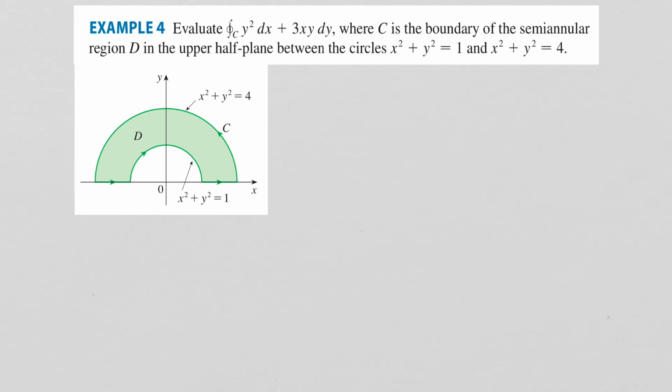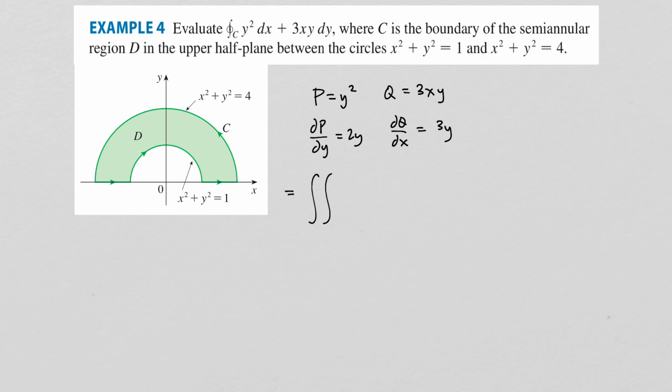So in this particular problem, we have P is equal to y squared. Q is 3xy. So del P, del y is 2y. Del Q, del x is 3y. And this becomes, according to Green's theorem, the double integral of 3y minus 2y dA along the region D. And this, of course, is equal to the double integral on the region D of y dy dx. But this is much easier to do if I change everything into polar coordinates.